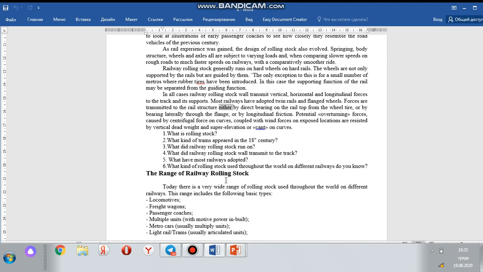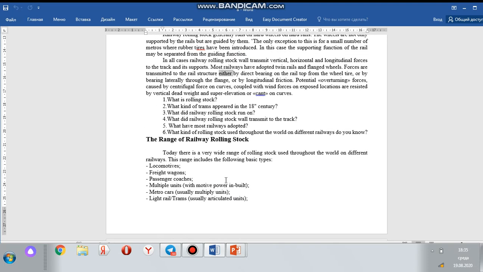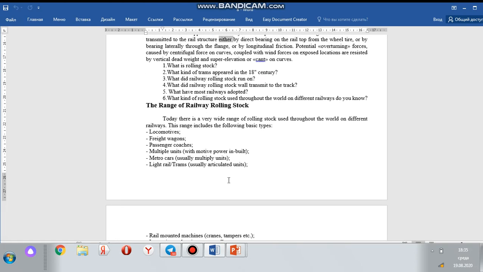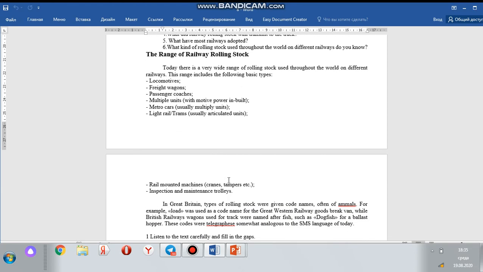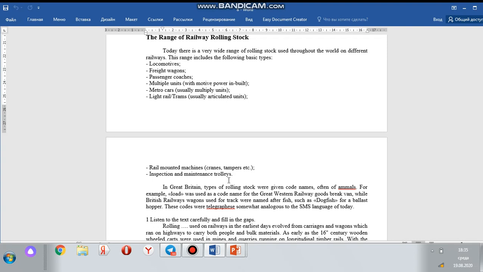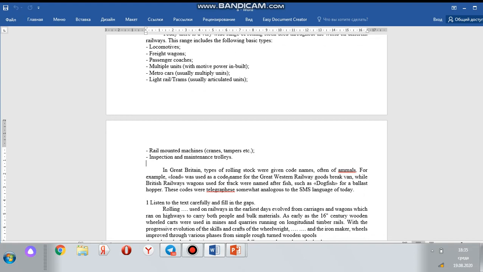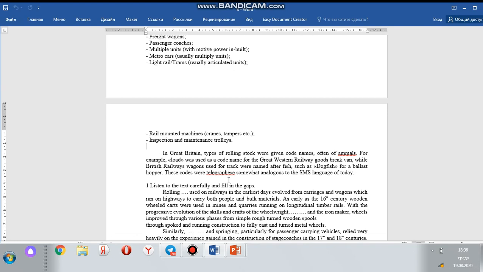So the range of rolling stock. Today there is a very wide range of rolling stock used throughout the world on different railways. This range includes the following basic types. They are locomotives, freight wagons, passenger coaches, multiple units with motive power inbuilt, and metro cars, light rail, trams, usually articulated units, rail mounted machines, and the last one is inspection and maintenance trolleys.